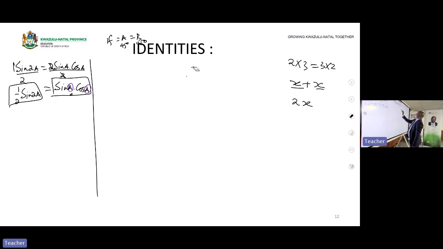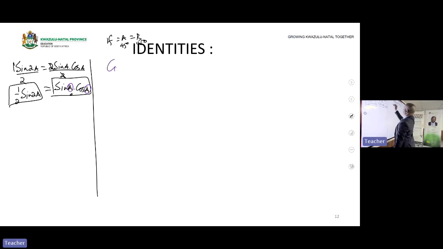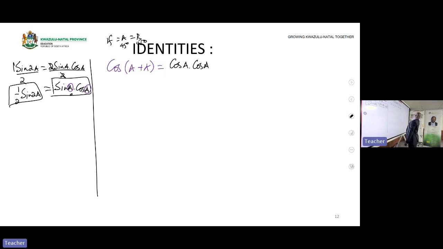Now, we go to cos. With cos, if we add two angles, I think we've done that one. With cos, if we've got cos of A plus A, which will be 45 plus 45, this one will give us what? I think now we know it will give us cos of A times cos of A, minus, because it changes the sign, minus sine of A times sine of A. So that's what it will be.